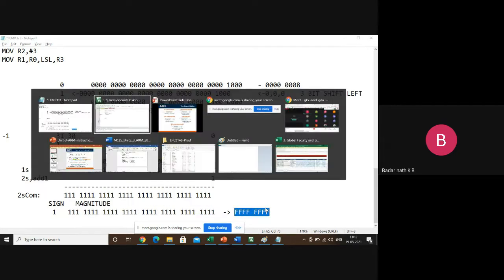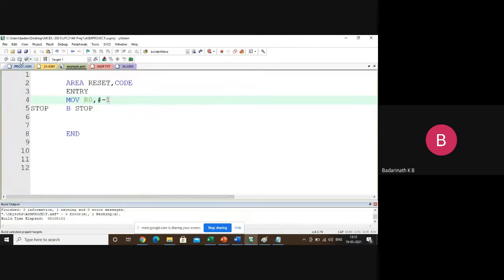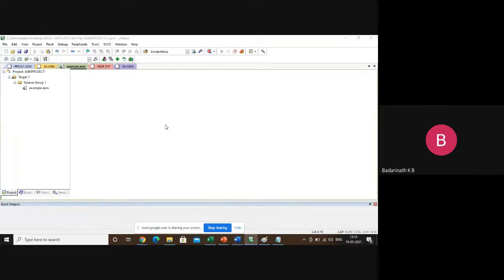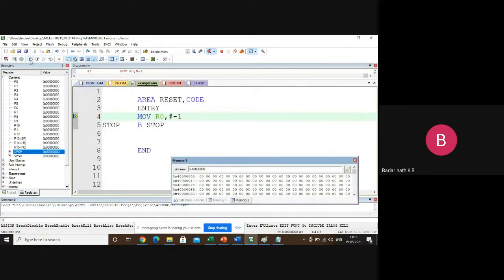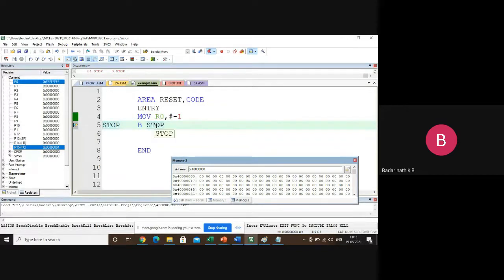Now, same thing, I'm just running it here. When I run this program, I am supposed to get FFFF in the R0 register, because negative numbers are automatically represented in the 2's complement representation. So see that, FFF, you got it.